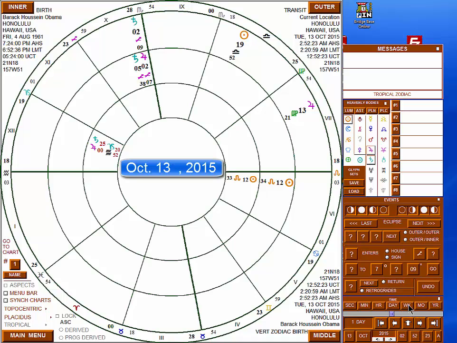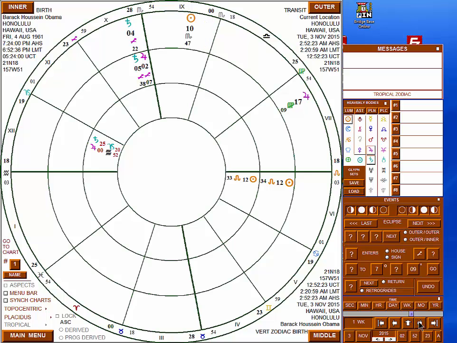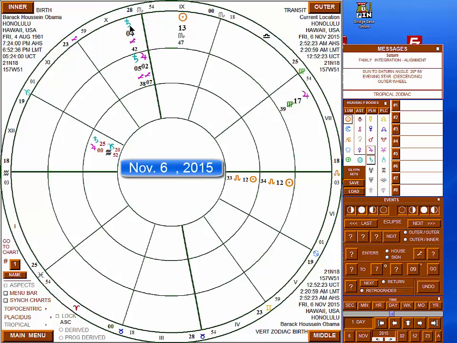Let's go ahead one week at a time. And now it's approaching the conjunction with vertical Saturn. Let's go back to one day at a time. Wednesday, November the 4th, not quite yet. Here we go. Friday, November the 6th, 2015, transiting Saturn will be within one degree orb of a conjunction with vertical zodiac Saturn.